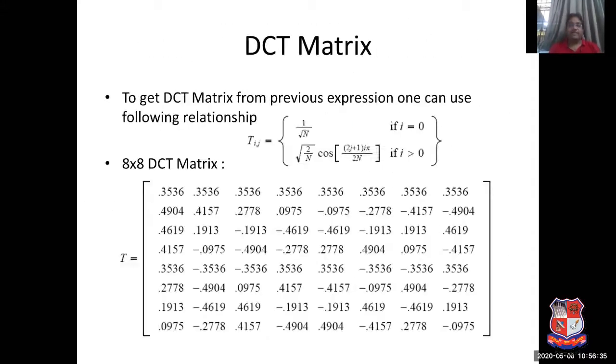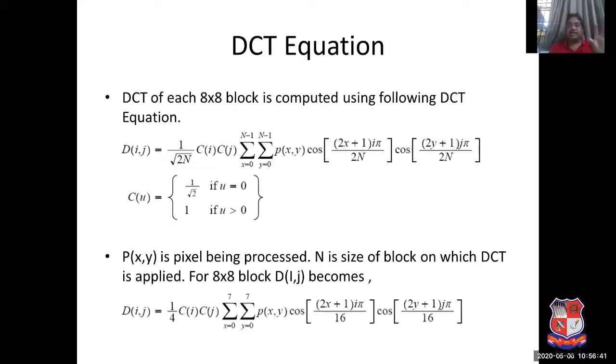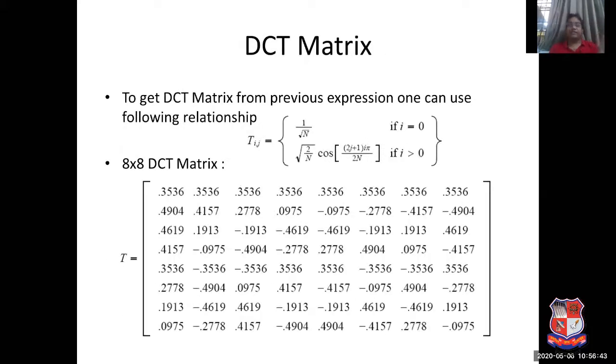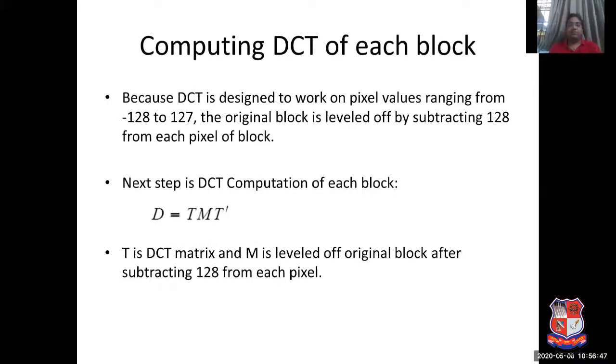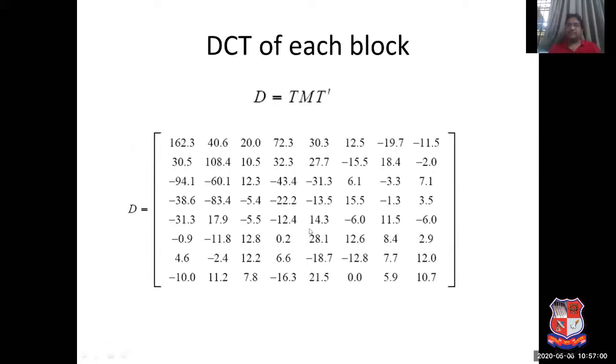If you simply revise it, it is a very simple process. You take an image, and in the entire image you first perform 8x8 blocking. You take the standard 8x8 DCT matrix. Then for each block, you perform the leveling, which is obtained by subtracting 128. Then for each block, you perform the DCT and obtain the DCT block, using the equation T M T dash.